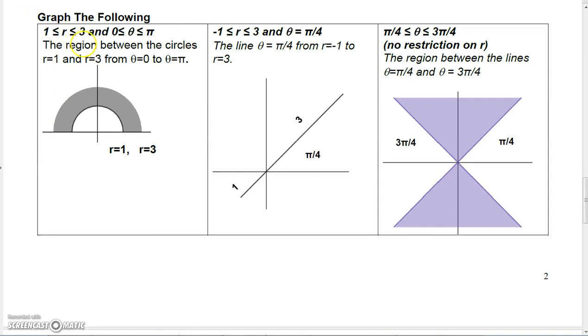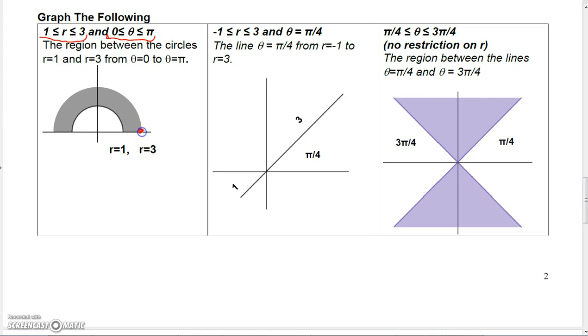Okay, so let's say we wanted to graph everything where r is 1 to r is 3. Well, r equal 1 would give me a circle with radius 1, and r equal 3 would give me a circle with radius 3. I want all values less than 3, so everything inside the big circle, and all values greater than or equal to 1, which would be all values outside the small circle. But I'm not going to graph the entire circle because I'm only going to go from theta equals 0 to pi.